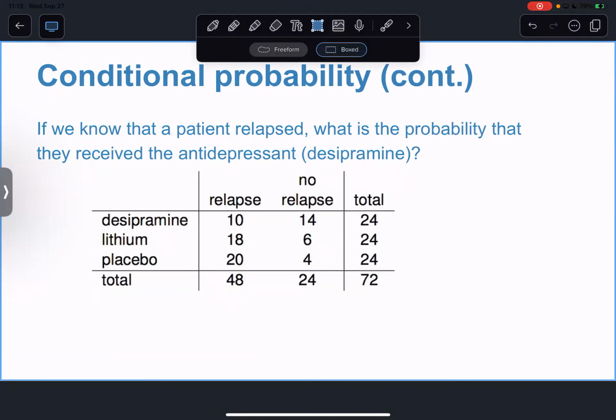If we know that a patient relapsed, so now the given information is that they relapsed. Okay. There, that's the difference. What's the probability that they received the antidepressant, the desipramine? Let's do it with the fractions first, and then just using the tables. We'll do both.